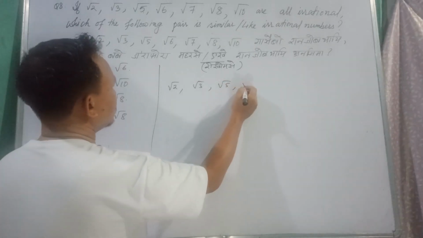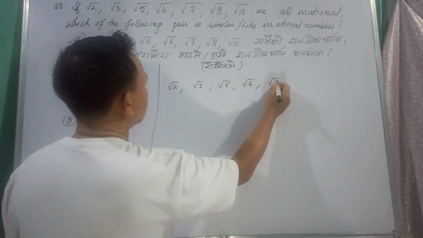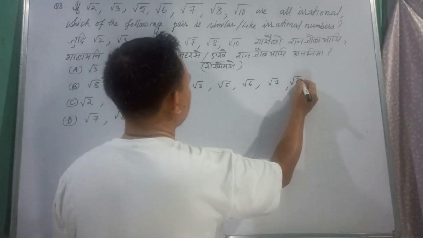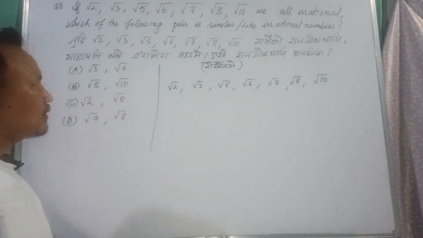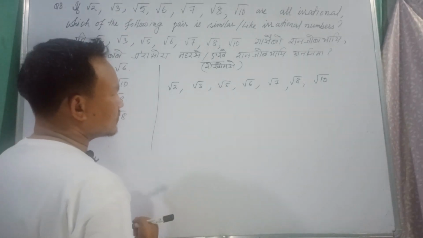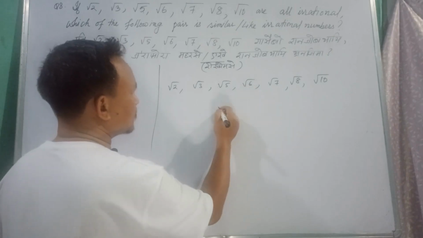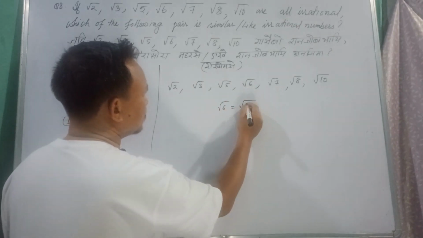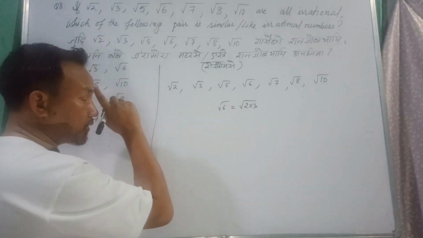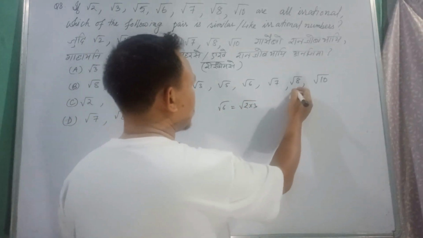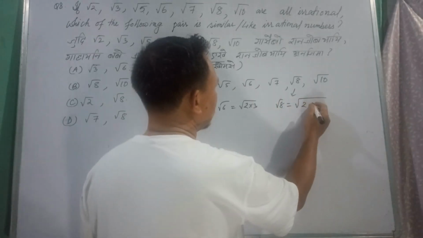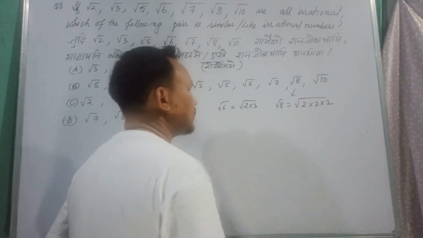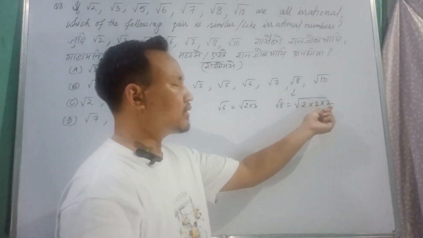Root 2, root 3, root 5, root 6, root 7, root 8 and root 10. We have these numbers. Okay. Now let us see if we can make anything. Suppose root 6. Root 6 we can write as root over 2 into 3. So root 7 we cannot do anything. Let's see root 8. Root 8 is equal to, I think, 2 into 2 into 2.